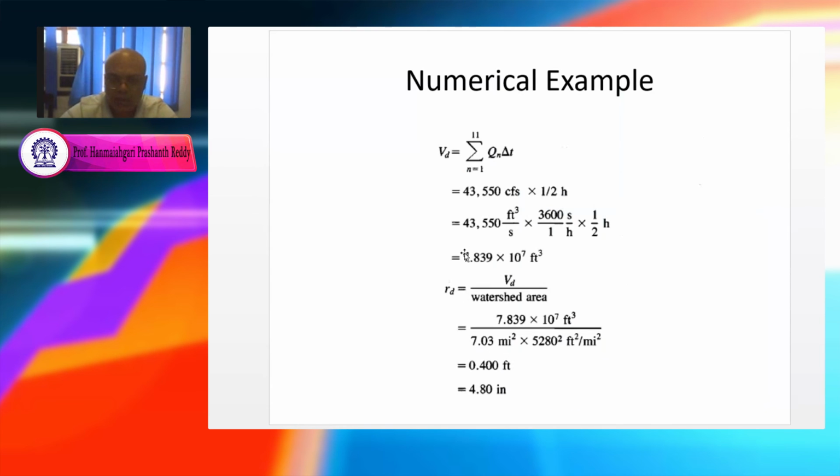So once we know the direct runoff, we have to find excess rainfall or effective rainfall, that is equal to direct runoff volume divided by watershed area. The watershed area is given as 7.03 miles square. We have to convert it into feet square. The conversion factor is 5280. From this calculation we'll get 0.4 feet, which is equal to 4.8 inch, because 12 inches is equal to 1 feet. So the effective rainfall or excess rainfall is equal to 4.8 inch.